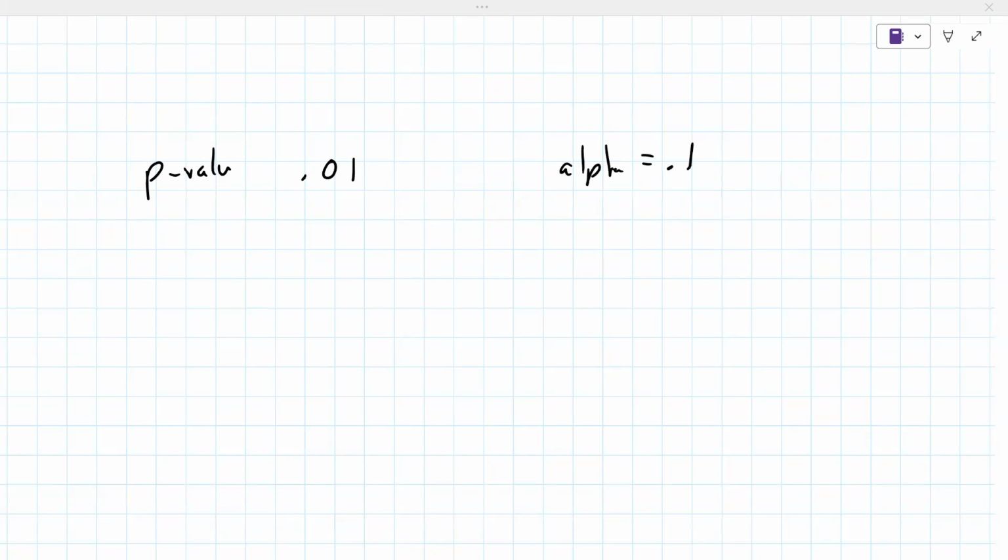Fail to reject. So is the p-value less than alpha? Is 0.01 less than 0.1? So if it is, you reject. And in this case it is. You have to line up those numbers there. So this one you do reject.